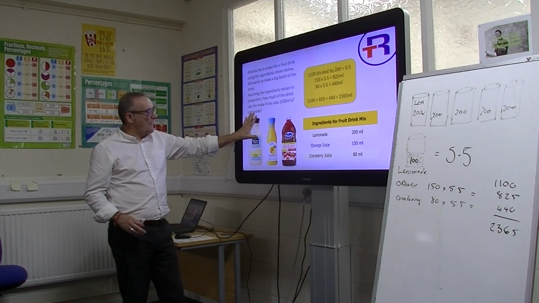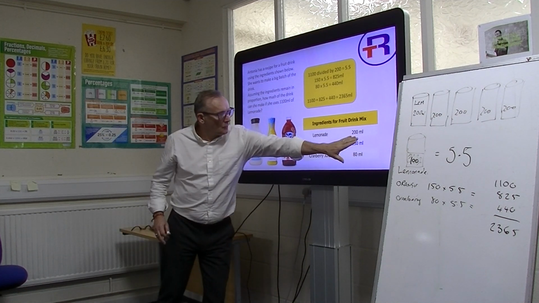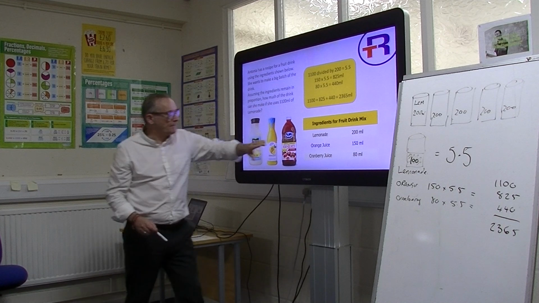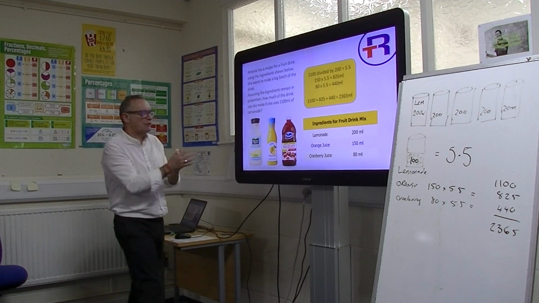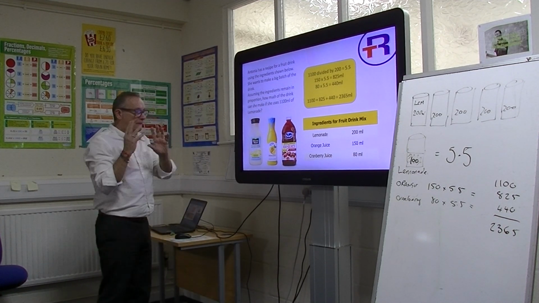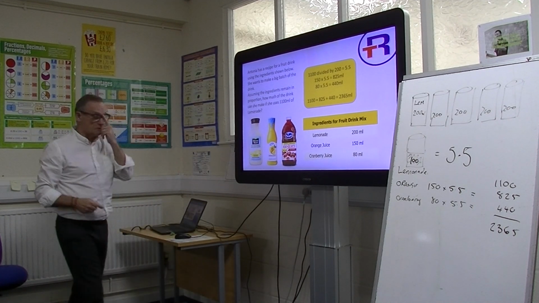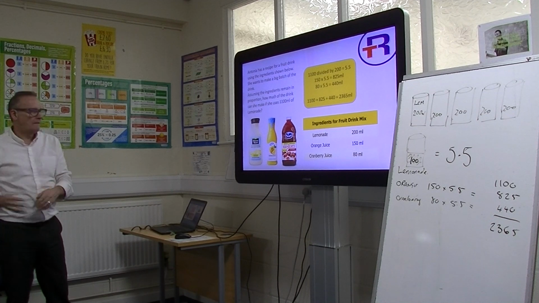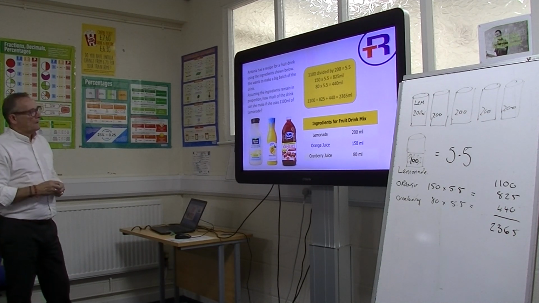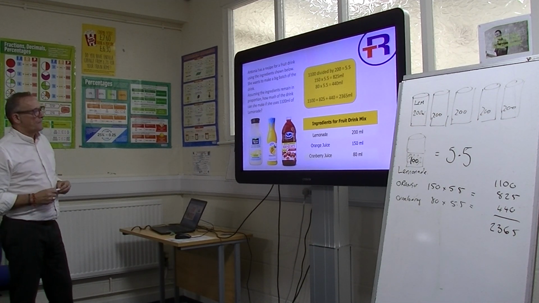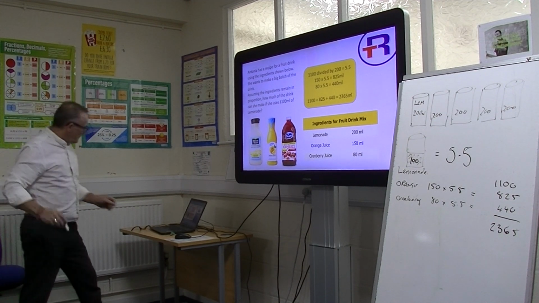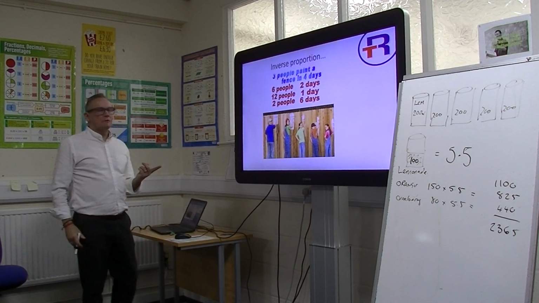1100 millilitres of lemonade. And lemonade, 1 part is 200. So how many parts of lemonade has she actually used? Once you've found that bit, then you can apply it to these next 2 parts, because everything's in proportion. They're not dead common, thankfully. What are common are these kind of questions.